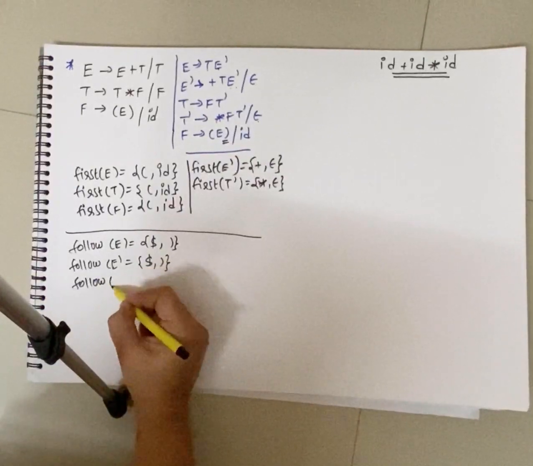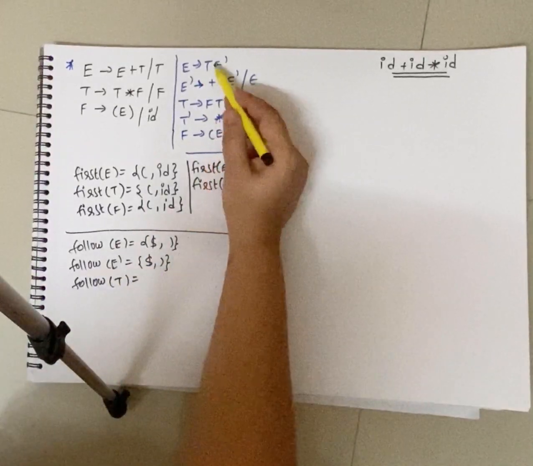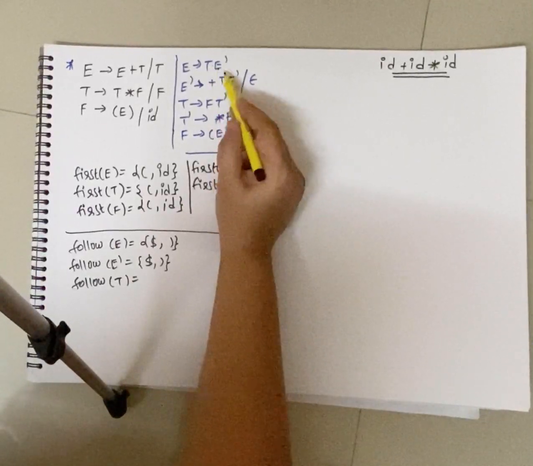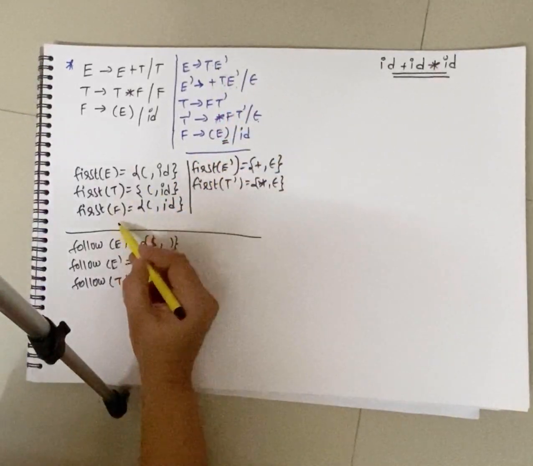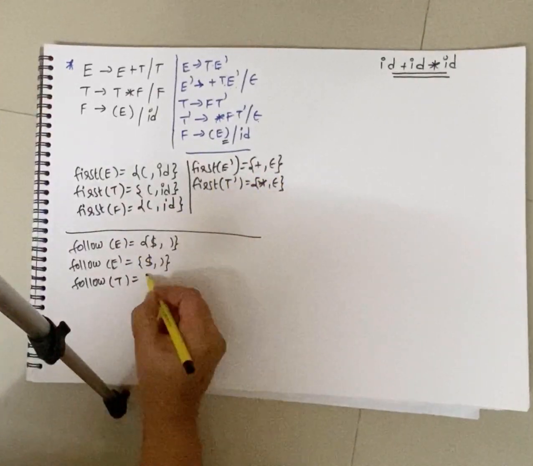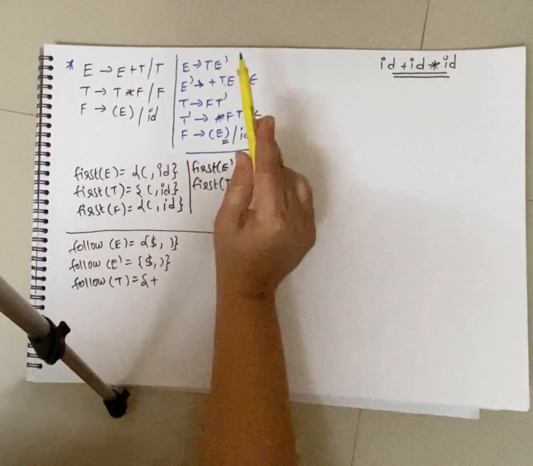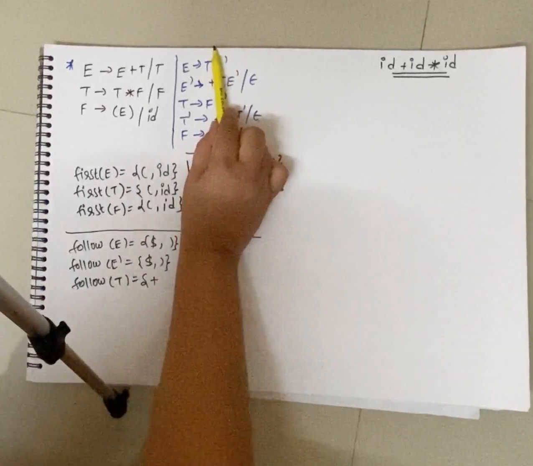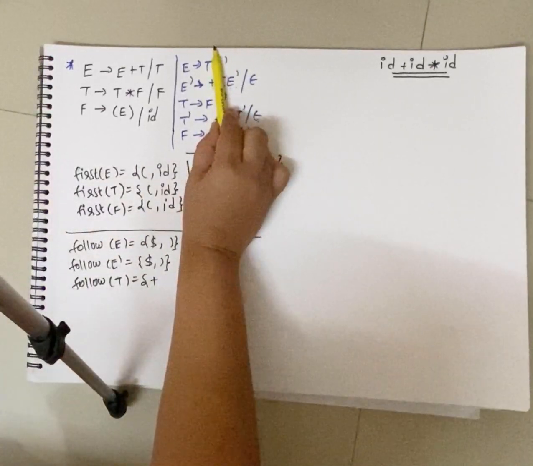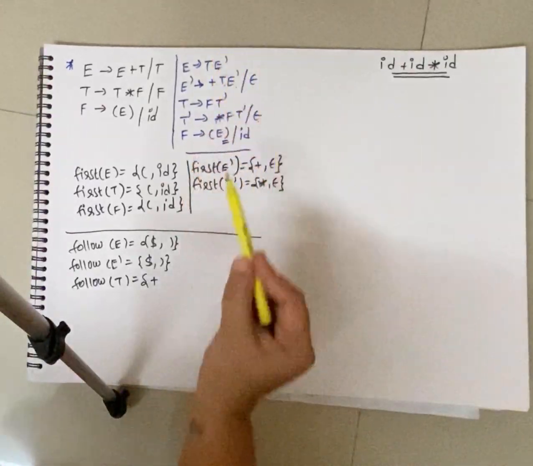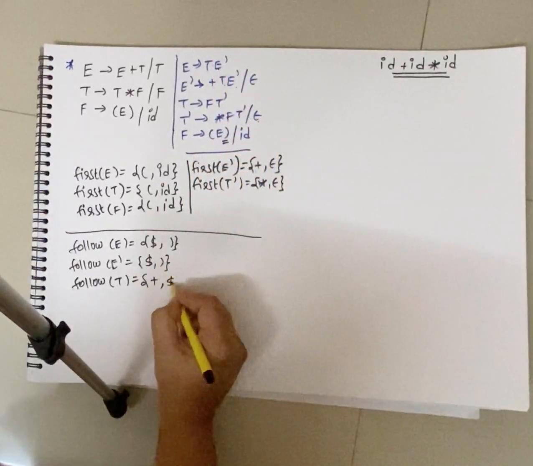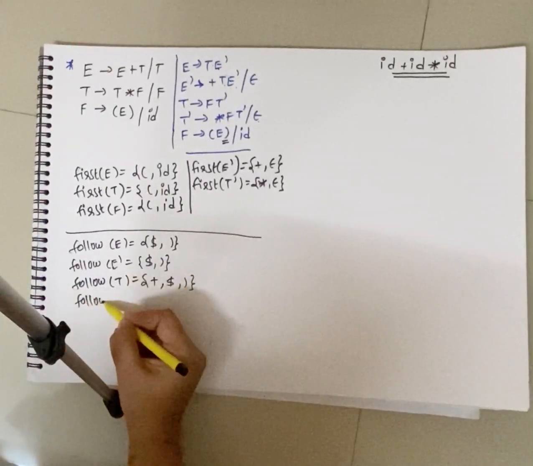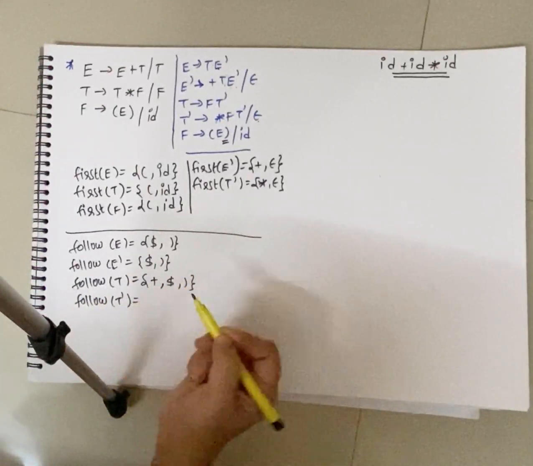Follow of T: there are two places where we have T, after which we have E dash. So follow of T is first of E dash. What is first of E dash? Plus and epsilon. If you replace E dash by epsilon in both examples, after T you have nothing. So follow of T is also follow of E. So the value I have is plus, dollar and closing bracket.